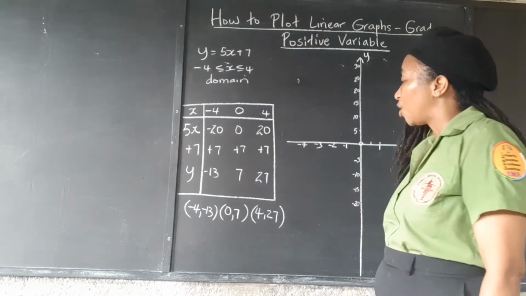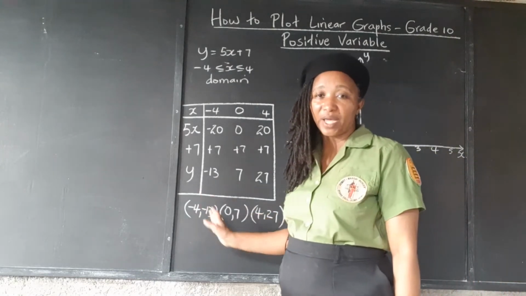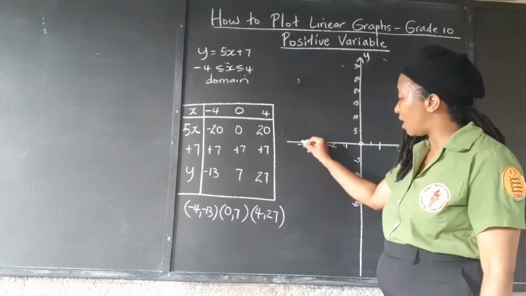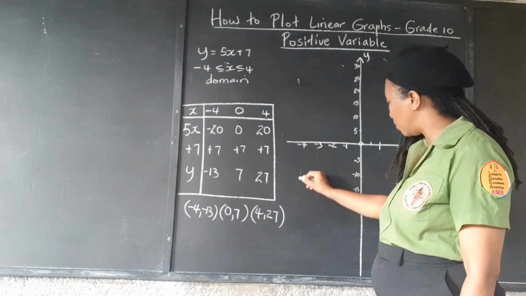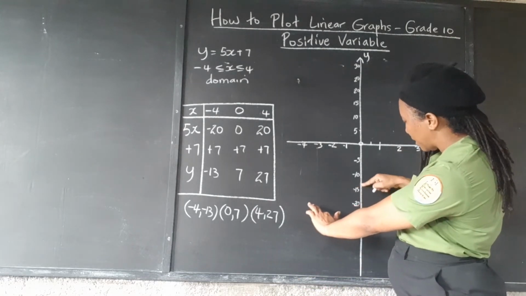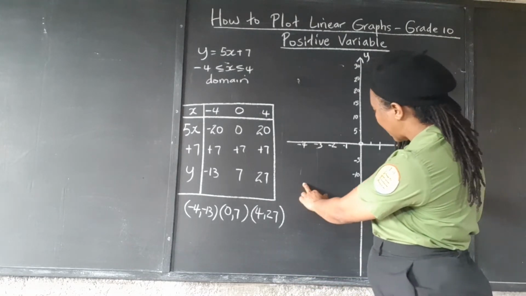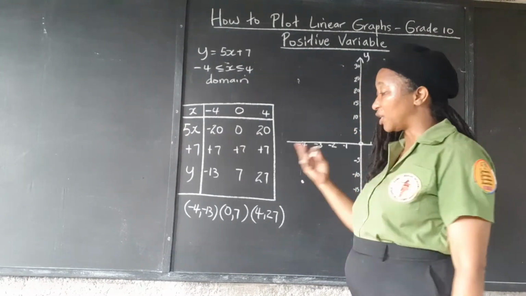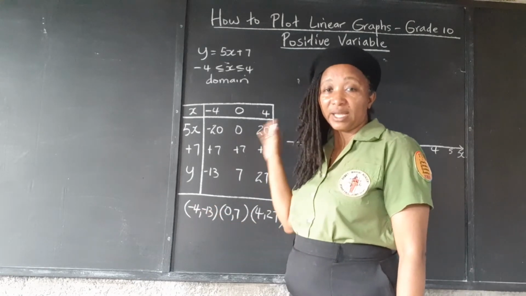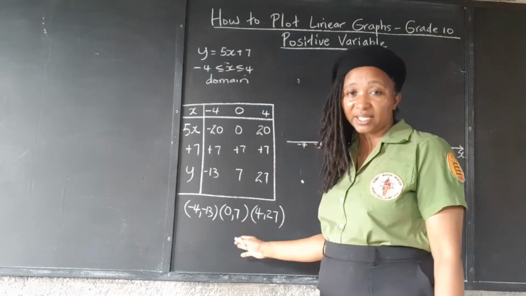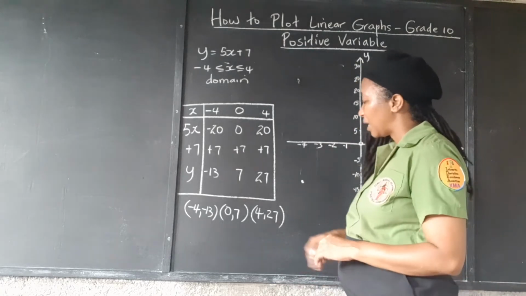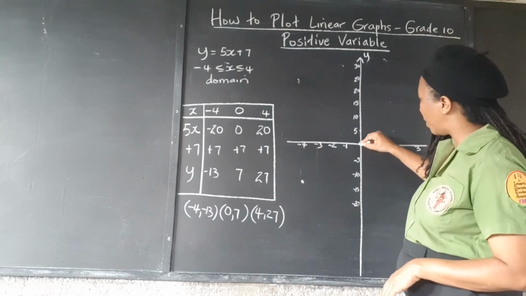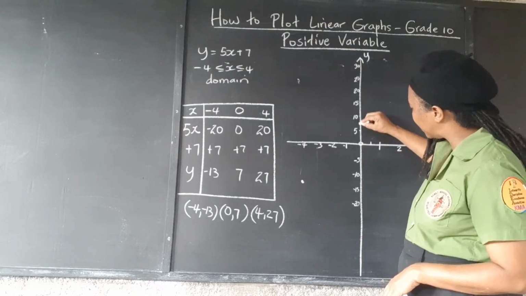Alright. So now we're going to plot our coordinate pairs. Negative 4, negative 13. So negative 4 on the x goes down to negative 13, would be about there. So where negative 4 meets negative 13, that's where we put our point. Not just at the negative 4. Where the negative 4 meets the negative 13, that's where we put the point. 0, 7. So 0 on the x, going up to 7, so that's 5, 7 is there.